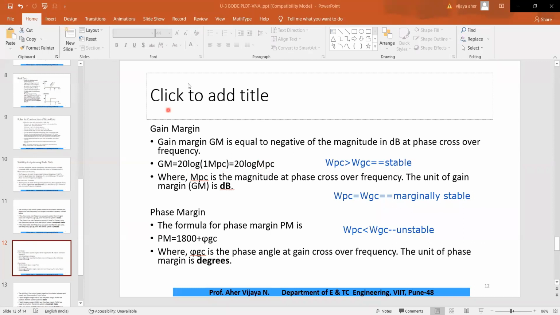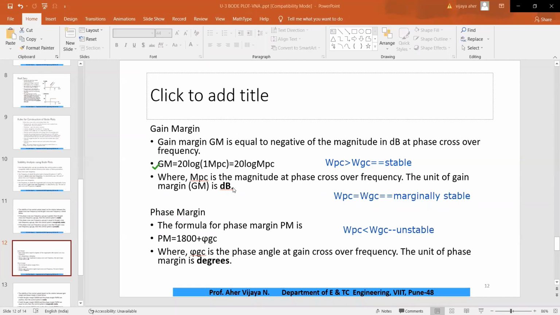So students, please write this equation for gain margin. This is the equation for gain margin: 20 log of MPC, the magnitude in dB at phase crossover frequency. That you will get from the graph plot. Now, where this MPC is the magnitude at phase crossover frequency, the unit of gain margin is in dB.